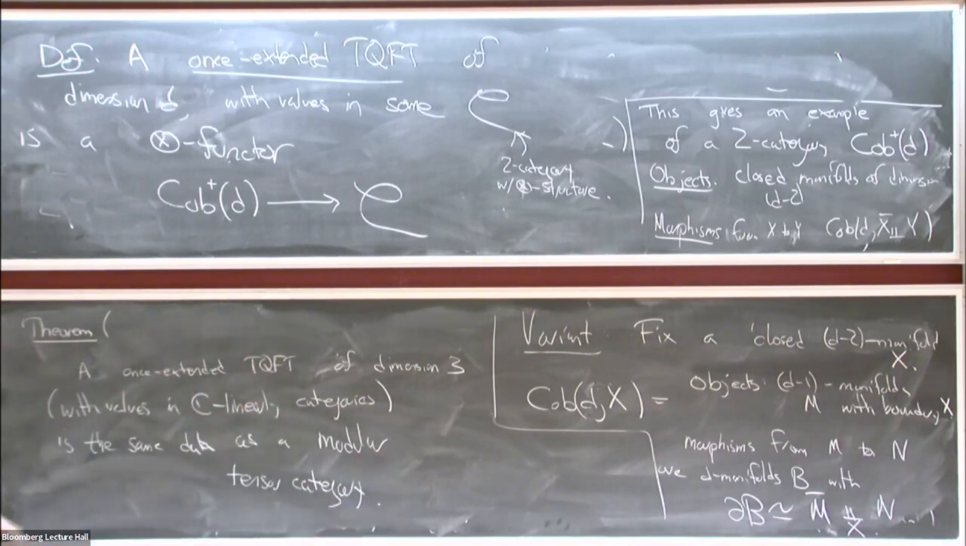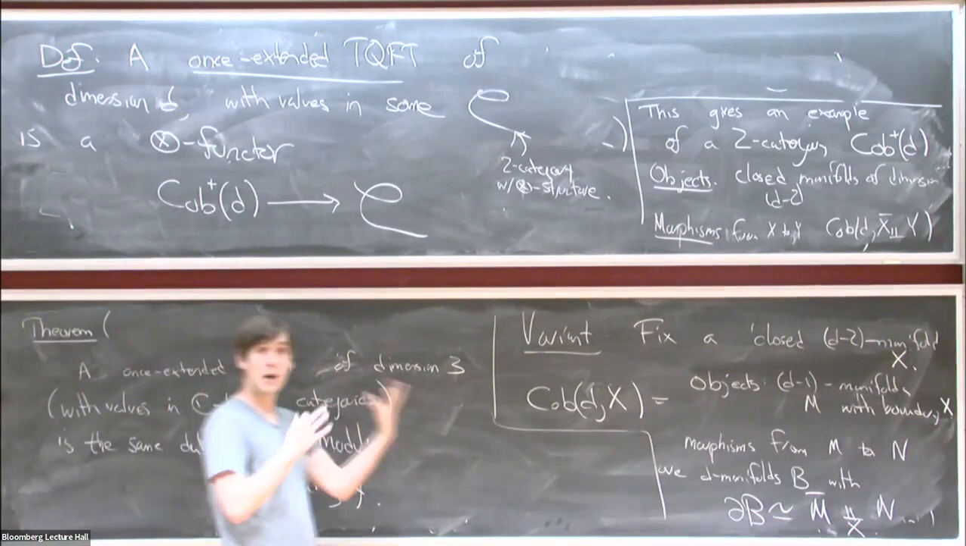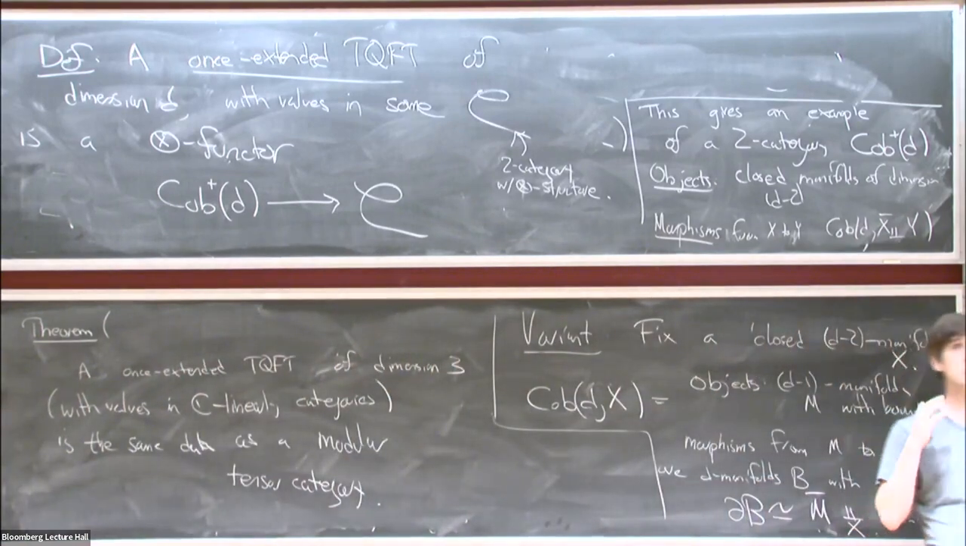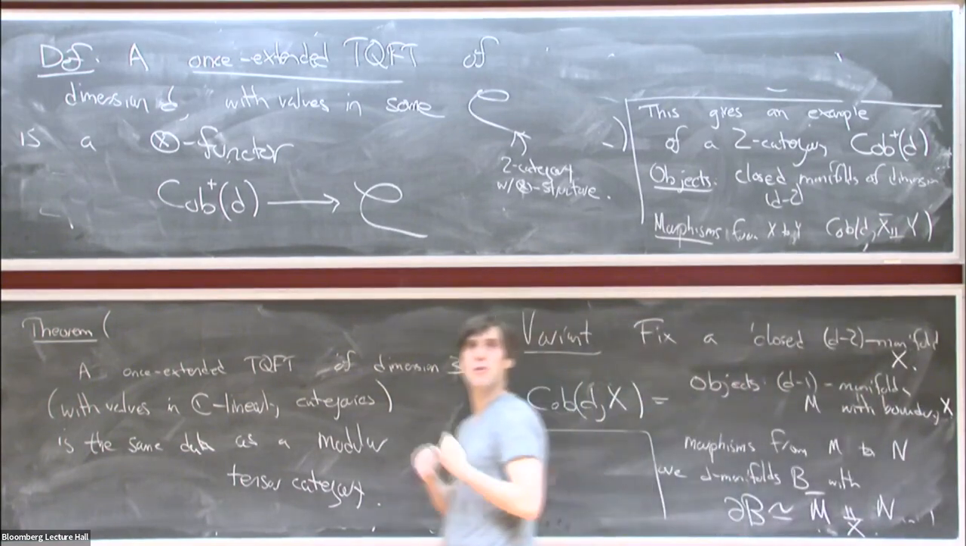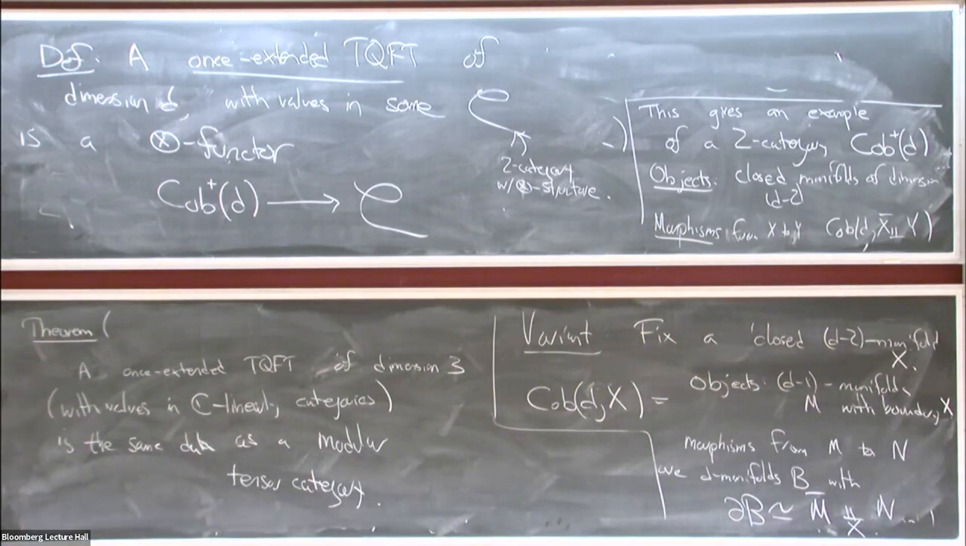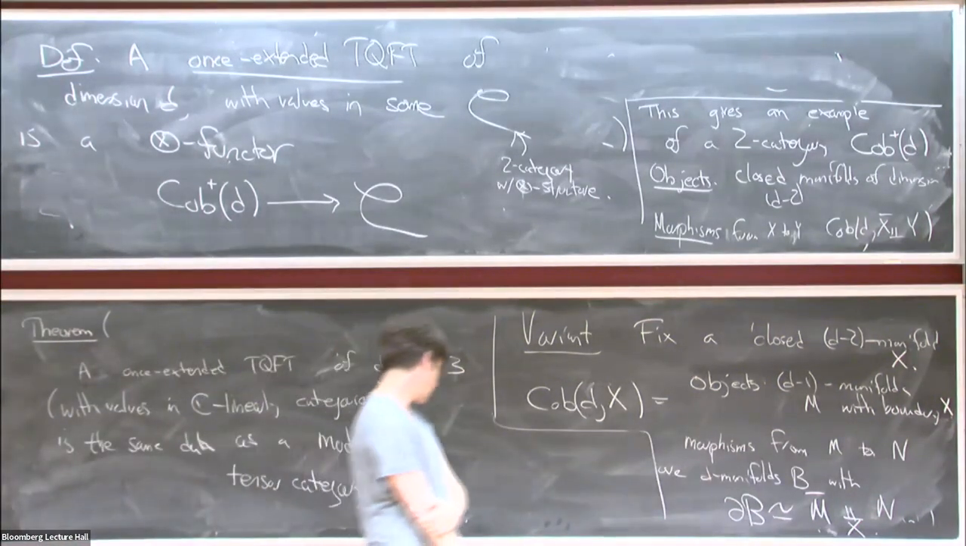So in the early 90s, Reshetikhin and Turaev gave a recipe for starting with the data of a modular tensor category, which is a particular structure that you expect to see as the value on a circle of one of these theories. And they gave a recipe for starting with that data and reconstructing three manifold invariants. And I think it wasn't until quite recently that this was made precise in the language that I'm describing now, saying that there is actually a one-to-one correspondence between the data of the modular tensor category and the data of a functor of two categories in this sense.